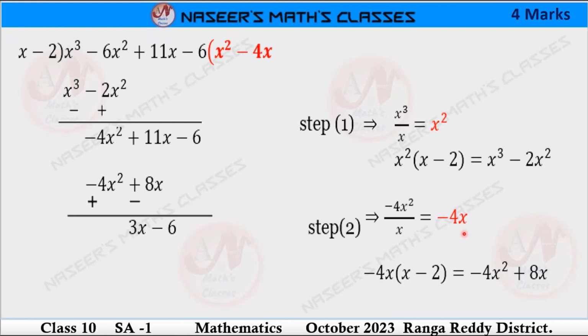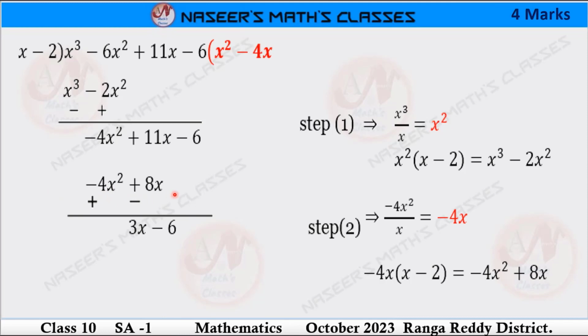So now we multiply minus 4x with x minus 2. Then we get minus 4x square plus 8x. Because minus 4x into x is minus 4x square, minus 4x into minus 2 we get 8x. Now we write this result as minus 4x square plus 8x.